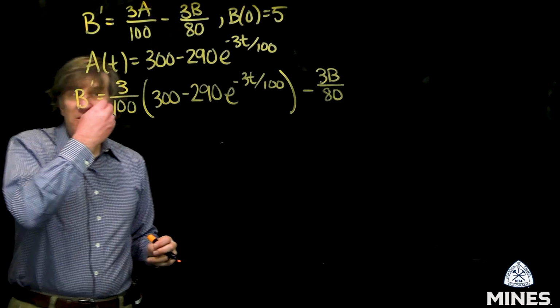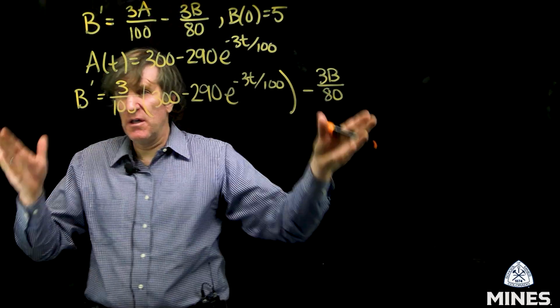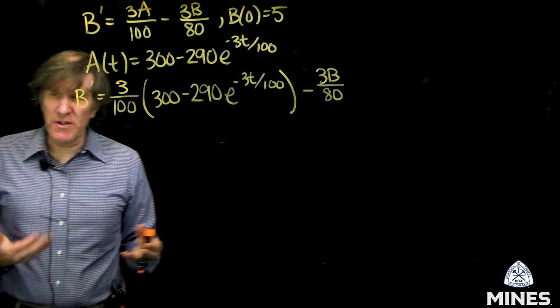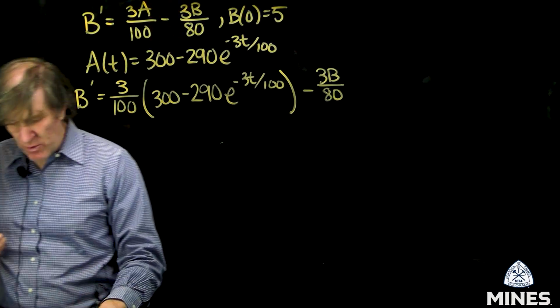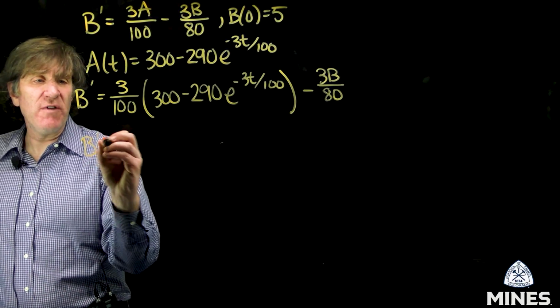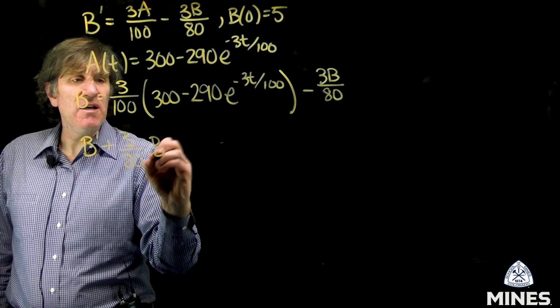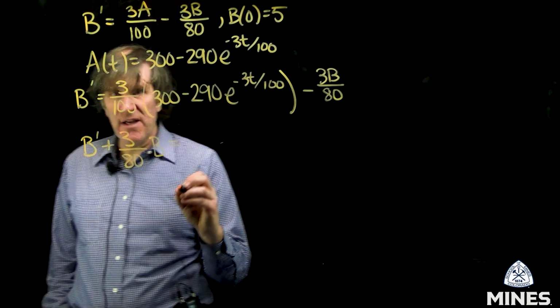So that is our differential equation for B, but when we substitute in what we had for A, there's no more A's in here. So this is now a single differential equation for B, and we can go ahead and solve it as we would want to solve it. I will do it with the method of integrating factors. So plus 3 over 80 b equals all of this right-hand side.